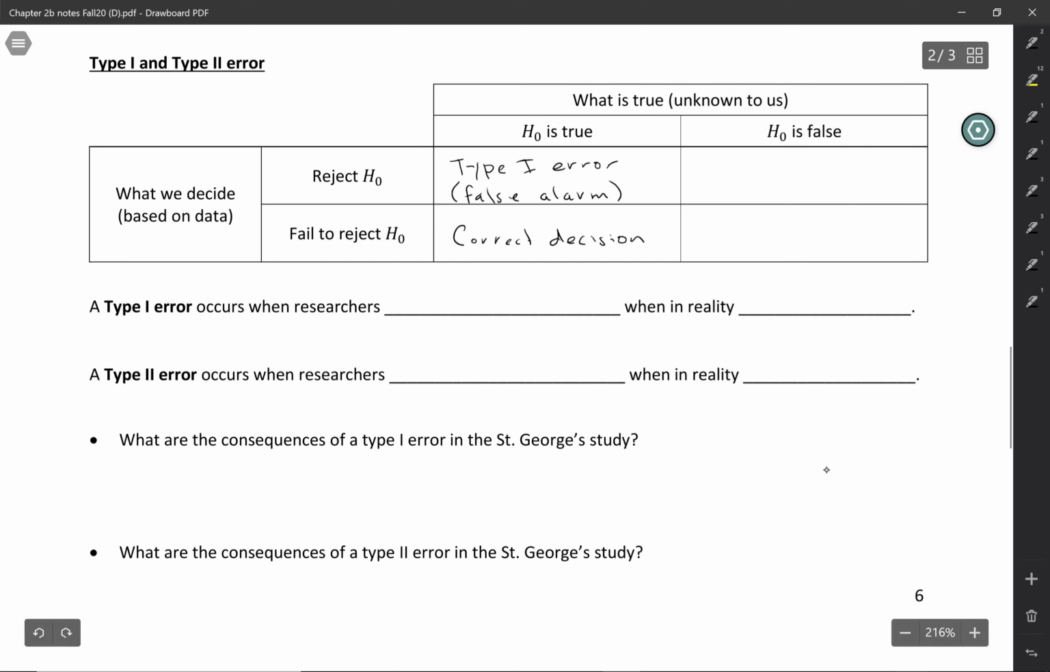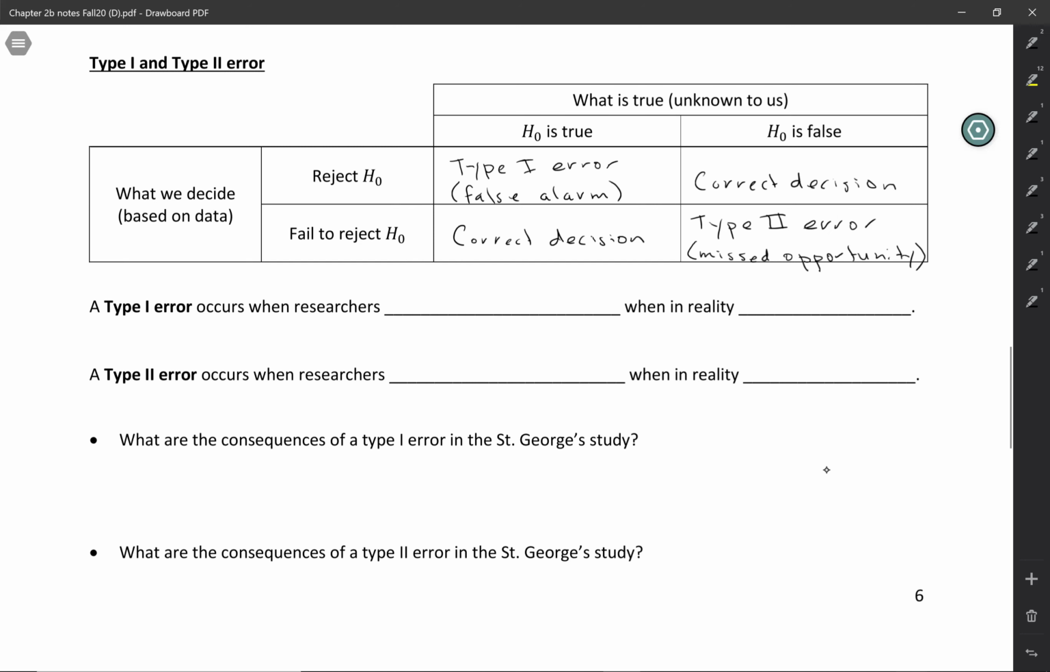The other situation is where the null hypothesis is actually false. In this case, the correct decision is to reject it, right? We want to reject the null hypothesis when it's false. But it's possible that we will come to the wrong decision. Again, not because we did anything wrong, just because the data leads us to the wrong decision. And in this case, where we fail to reject the null hypothesis when it's actually false, that's called a type 2 error. Sometimes you think about this as like a missed opportunity, right? There really was something going on in the data, but you weren't able to detect it. That's a type 2 error.